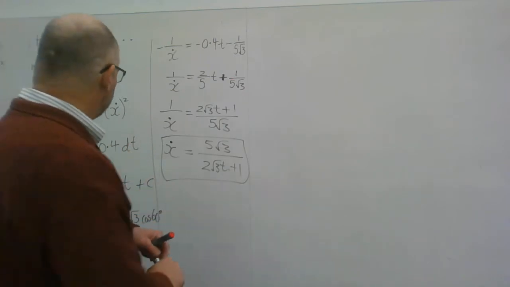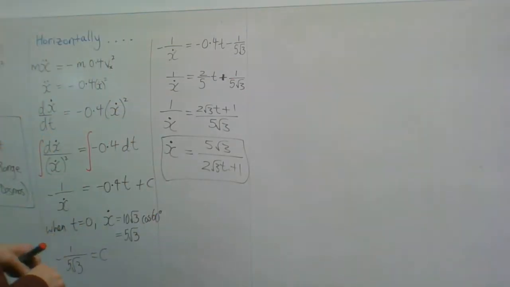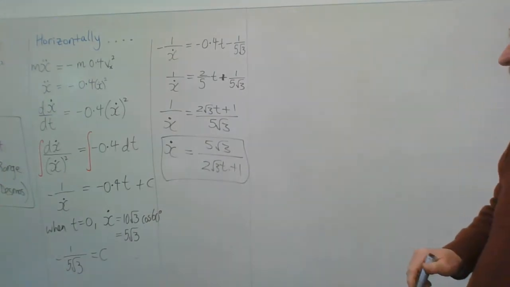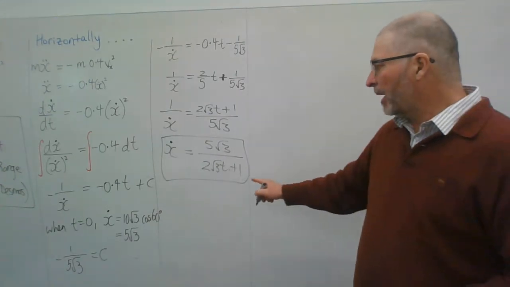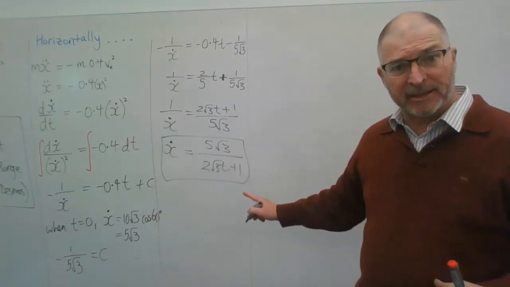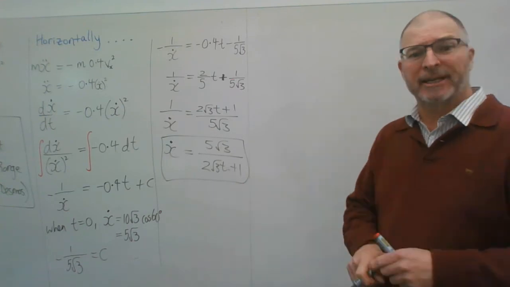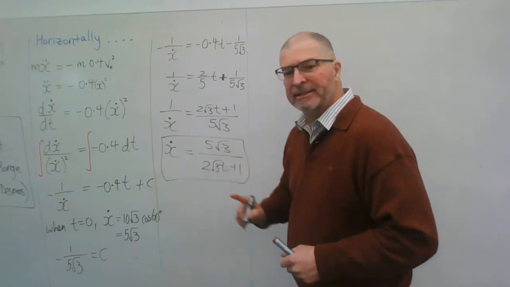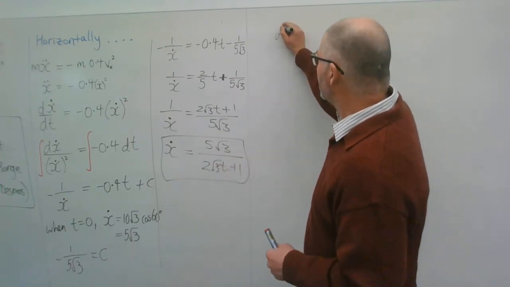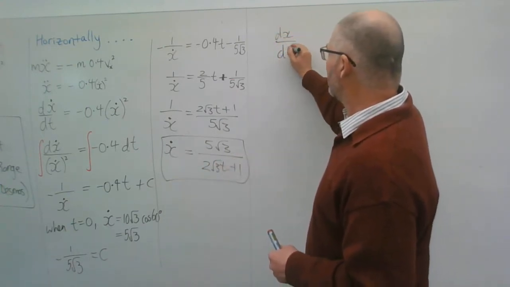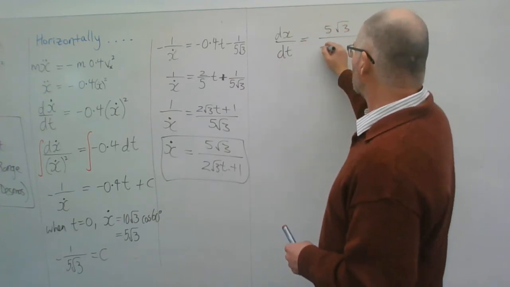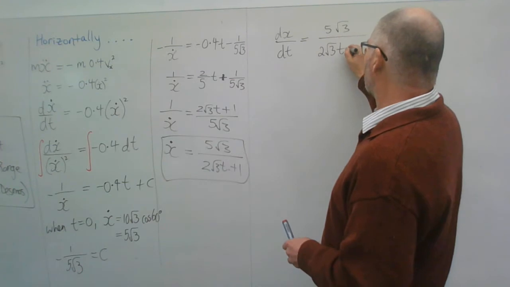I've got that for my equation for my velocity. And now I'm going to integrate again with respect to time in order to get the displacement horizontally. So this is dx dt. So dx dt is equal to 5 root 3 on 2 root 3 t plus 1.